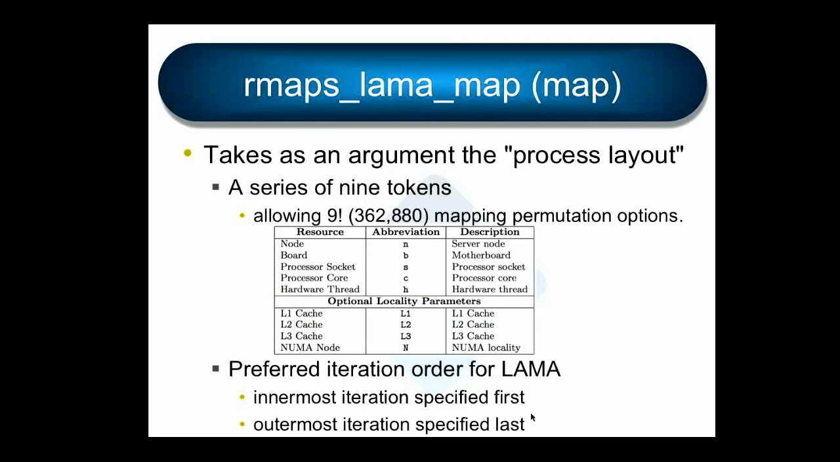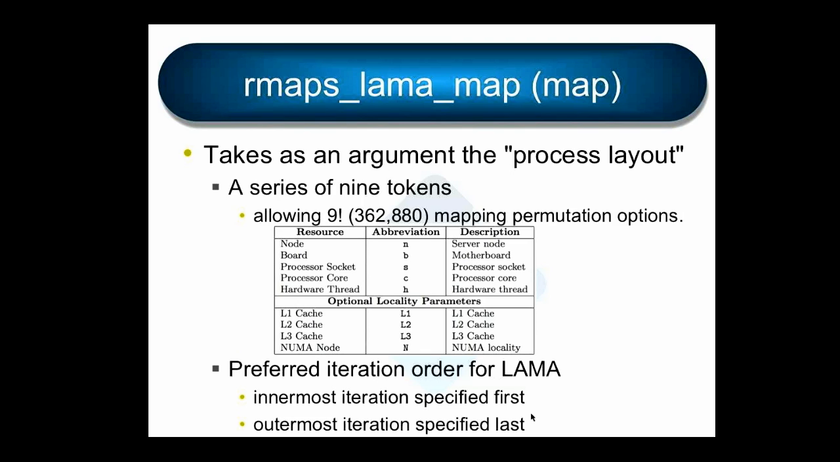So the 9 tokens that we have are node, which is really a server node. Unfortunately, node is kind of an overloaded word, NUMA node or server node, but we mean server node here, a little n. B is for motherboard. That one's not all that useful, but when we were doing this, Oracle was one of the people helping us, and they had a multiple motherboard server. So that was actually a cool dimension to traverse, but as far as I know, no vendor has any multiple motherboard servers anymore, but the token is still there. Then processor socket, processor core, hardware thread, then L1, L2, L3 cache, and then NUMA locality.